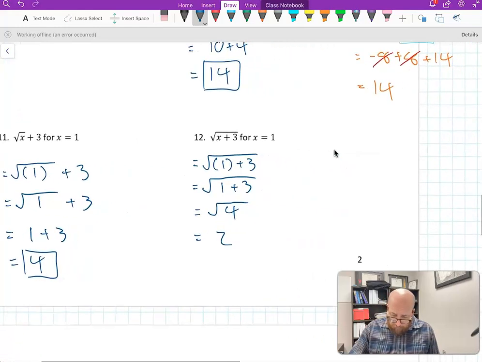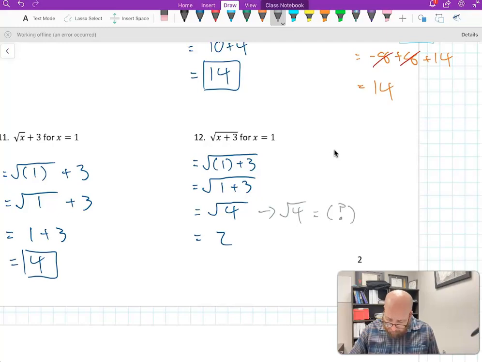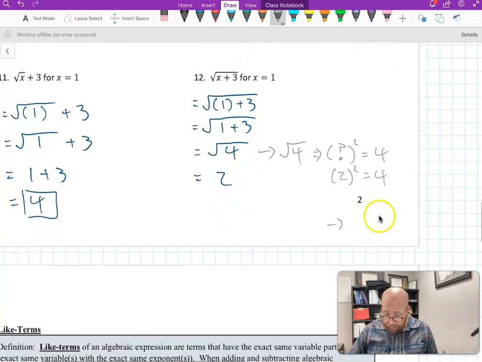Remember that the square root of 4 is asking the question, what do we have to raise to the second power to get 4? That's the question that's being asked. The square root of 4 is asking what squared is 4, and since we know that 2 squared is 4, that means that the square root of 4 is 2.